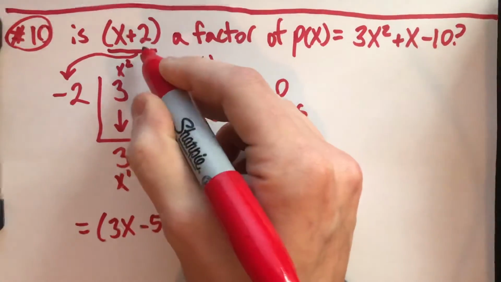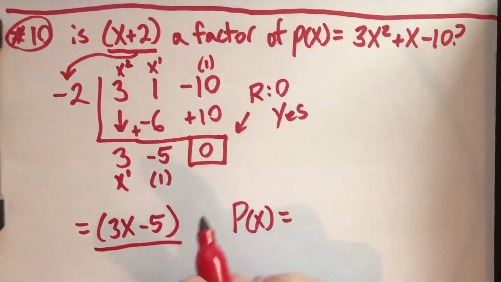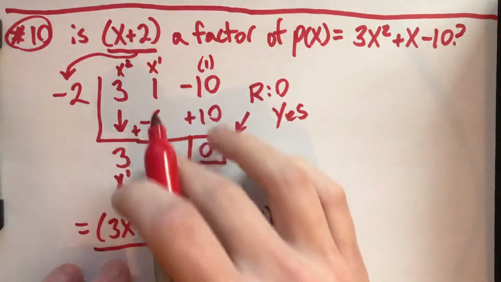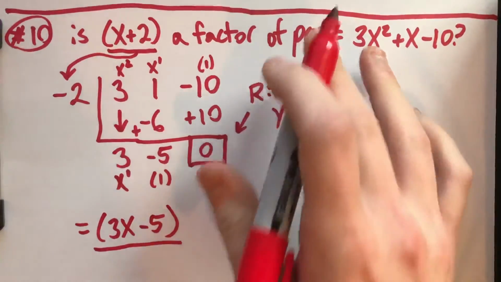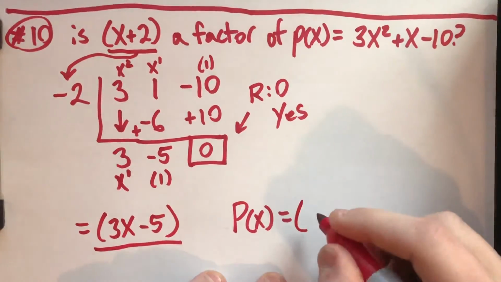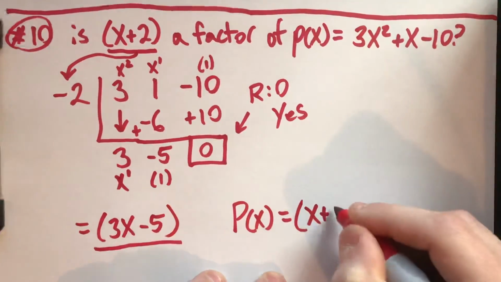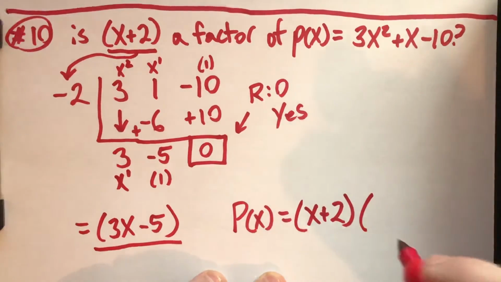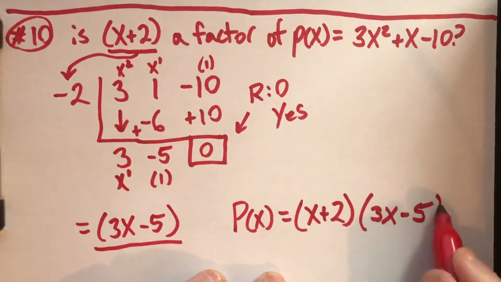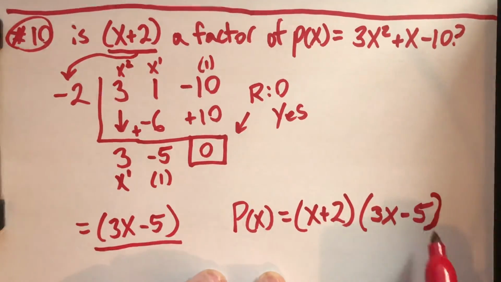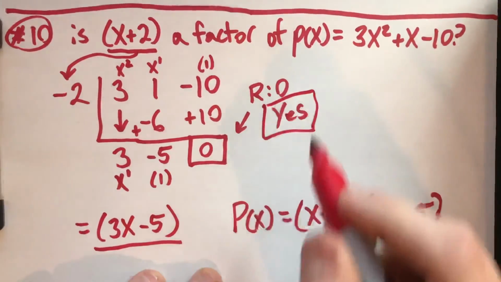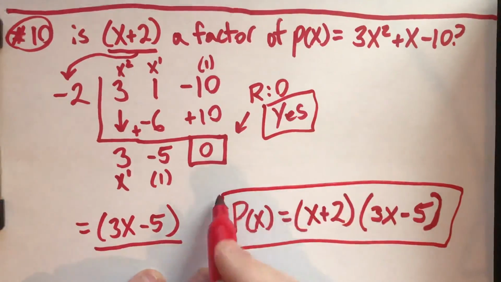Okay, this factor and this factor, when you multiply them together, you will get p of x, and you can check that for yourself. X plus 2 times 3x minus 5, you will get p of x. So now we just have to write p of x as a product of those two factors, x plus 2 times 3x minus 5. So the answer is yes, and then we rewrote p of x as a product.